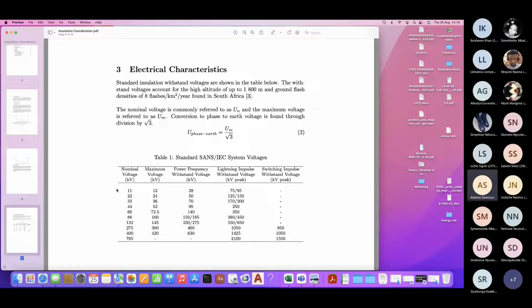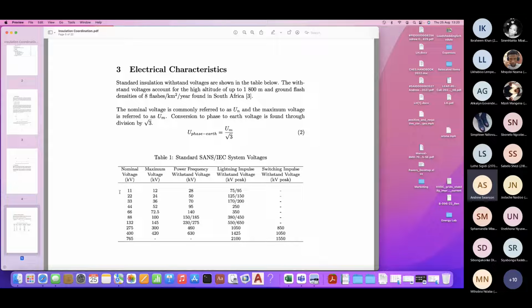Right, so that's in the table 1. So we've got the nominal voltage, the maximum voltage, the power frequency withstand voltage, the lightning impulse withstand voltage, and the switching impulse withstand voltage. For some reason in the practical in high voltage 1, some people used the lightning impulse withstand voltage for an AC test, or a power frequency test, which means it was completely wrong. And you get ridiculous values.